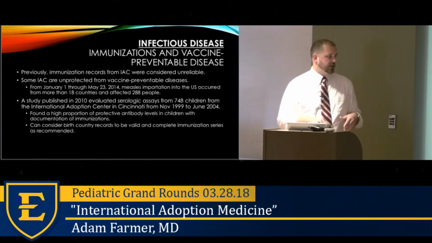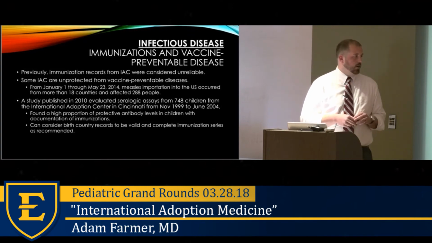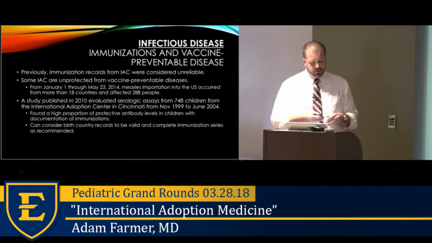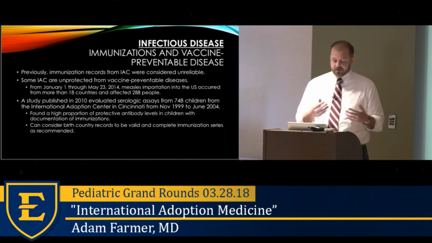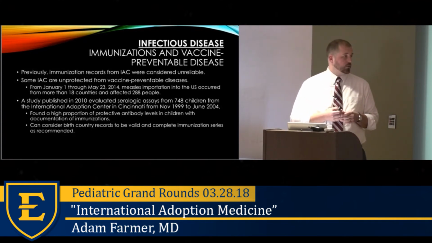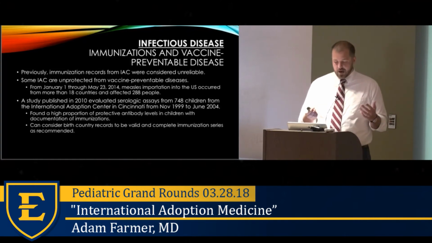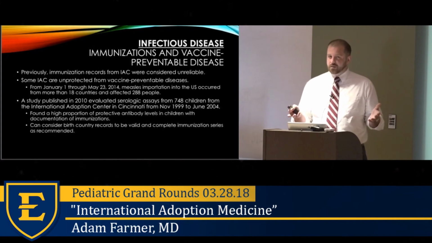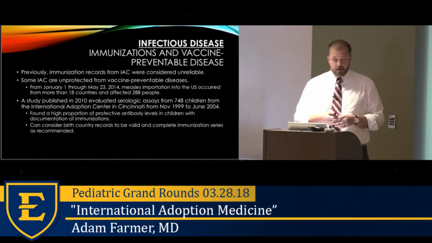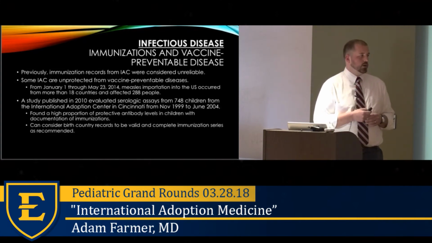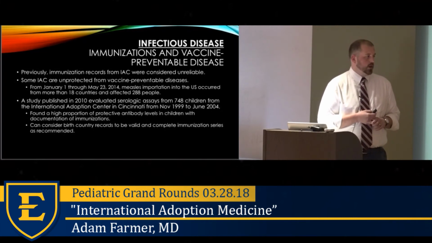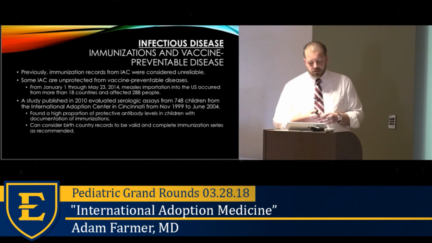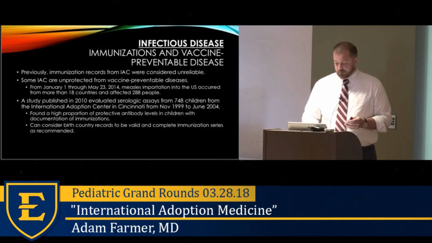There was a study done in 2010, again out of Cincinnati, that looked at 748 kids and used serologic testing to verify the immune status of these kids against vaccine preventable diseases, and it found a very high proportion of protective antibody levels in kids who had documentation of immunizations. They said that you could consider the birth country records to be valid and complete the immunization series as recommended by the AAP.